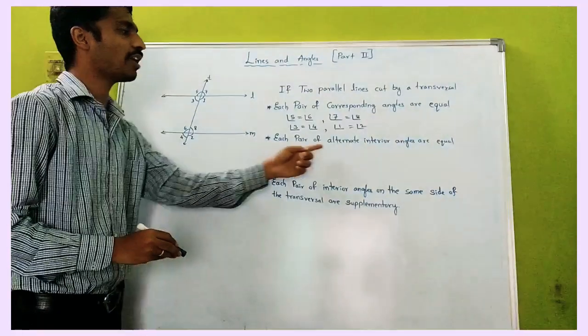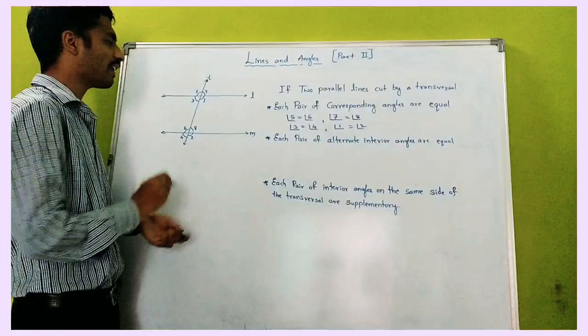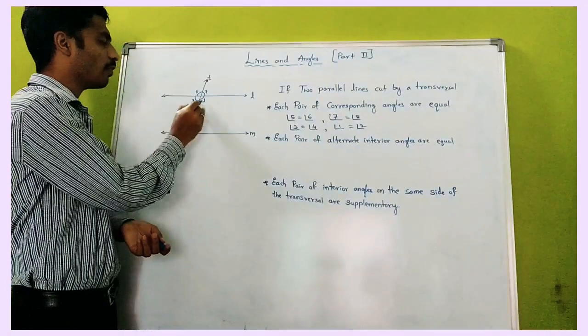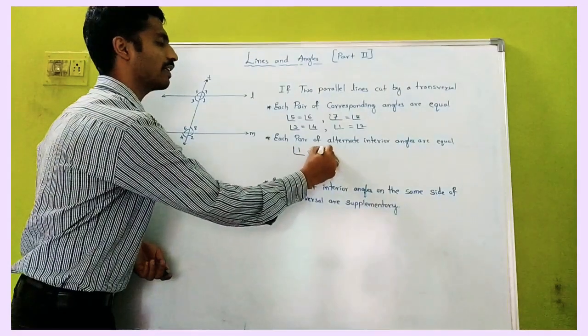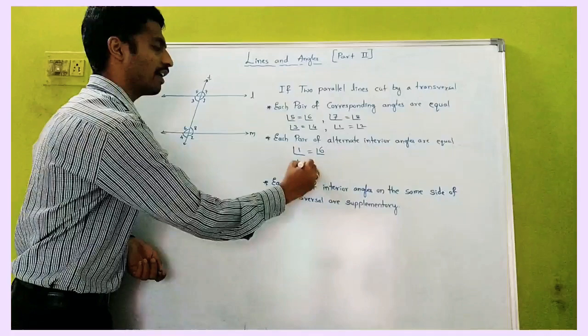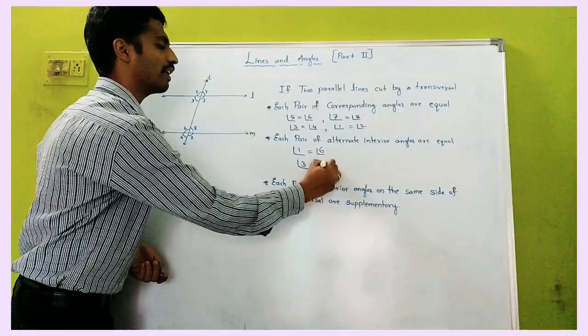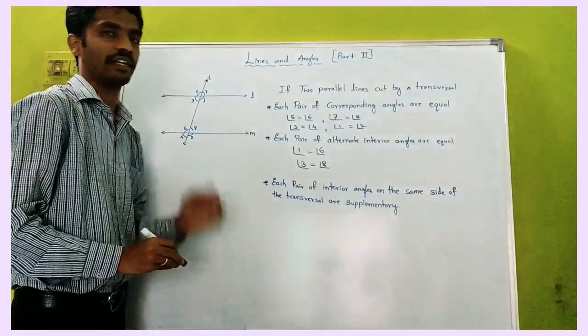Now, each pair of alternate interior angles is also equal. Which are the alternate interior angles? 3 and 8, 1 and 6. It means angle 1 equals angle 6. Similarly, angle 3 equals angle 8. These are the alternate interior angles.